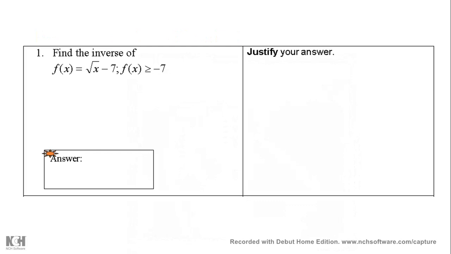Find the inverse of f of x is equal to the square root of x minus 7, where x is greater than or equal to negative 7. Okay, so we're going to start by making a graph.